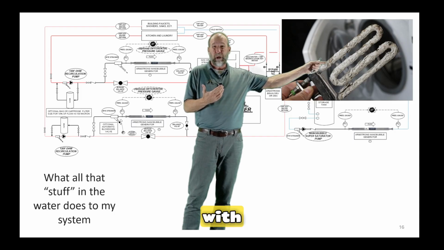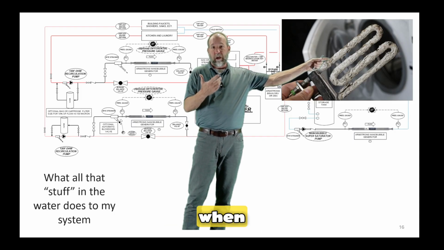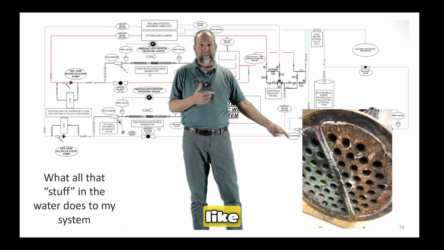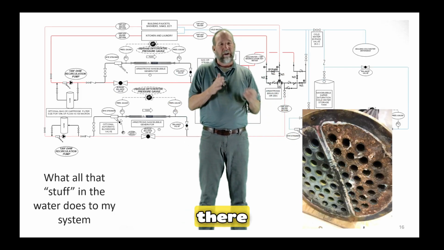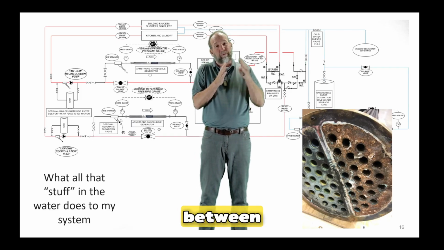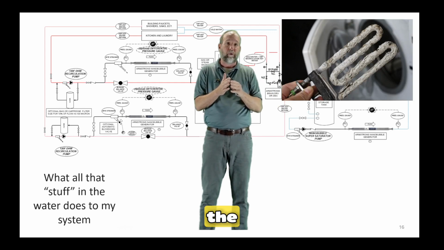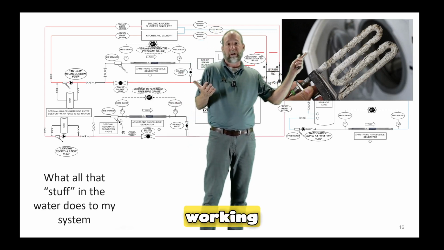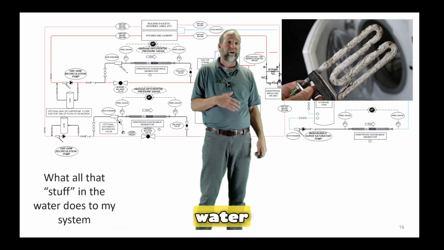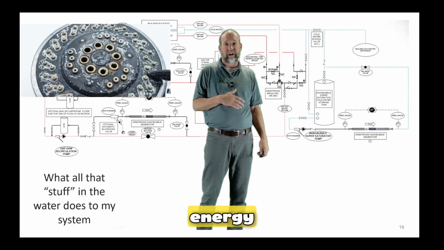That's the biggest problem with scale, is as it precipitates out and sticks to these surfaces, when it comes to heaters like this one here, all that buildup just creates an insulator between the heating surface, whether it be steam or electricity in this case, and the water. And so now that water heater is working a lot harder to make the same amount of hot water, and it's wasting a ton of extra energy, right?